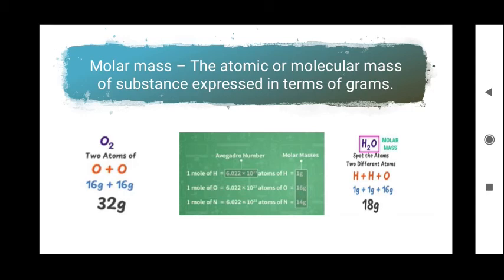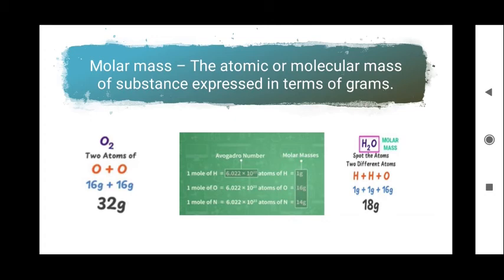This mass expressed in grams is called the molar mass, because it is the mass of a mole, hence it is called molar mass. The atomic or molecular mass of a substance expressed in grams is called the molar mass. 1 gram, 16 grams and 14 grams we have studied, right? It is the mass of 1 mole of hydrogen, mass of 1 mole of oxygen, mass of 1 mole of nitrogen, hence it is called molar mass.